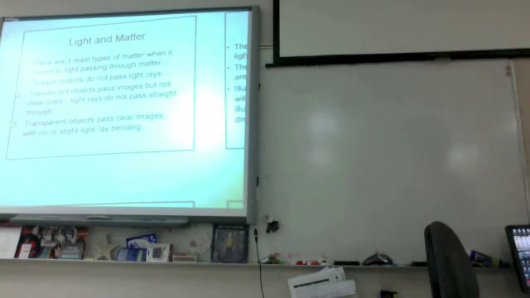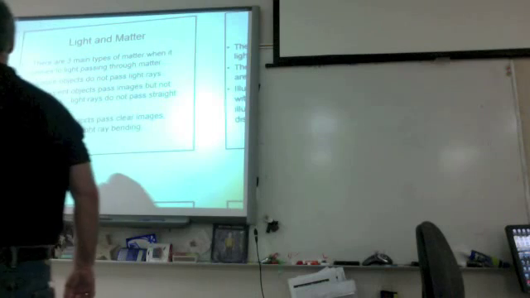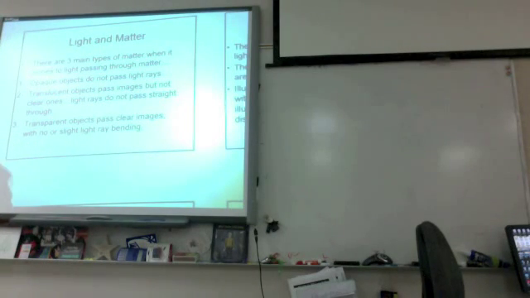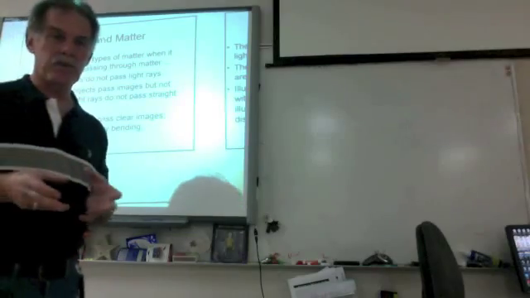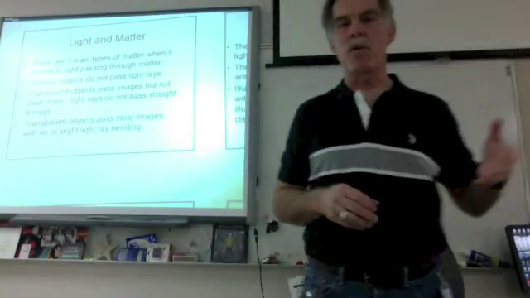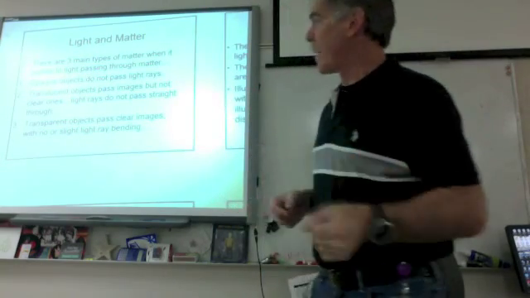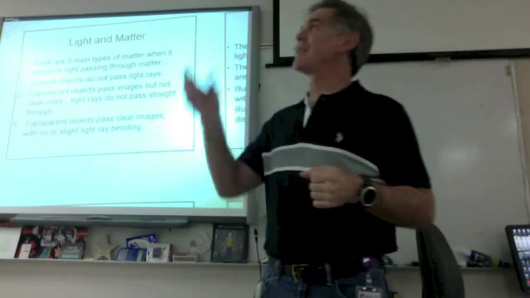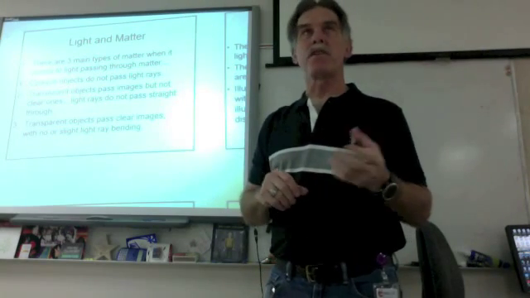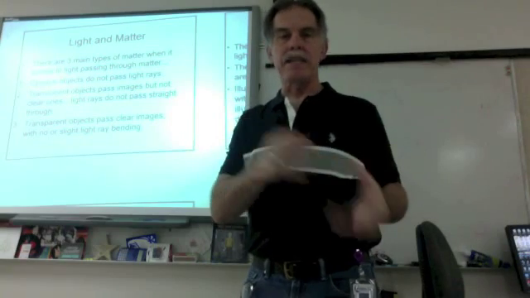So light and matter. Three main types of matter when it comes to light passing through it. Opaque would be that light doesn't pass through. If we had, say, black paper on the window, couldn't see through that because it's opaque. Translucent. The lights that are up above in your room, they're translucent. You can't really see what's behind there, but light is transmitted.